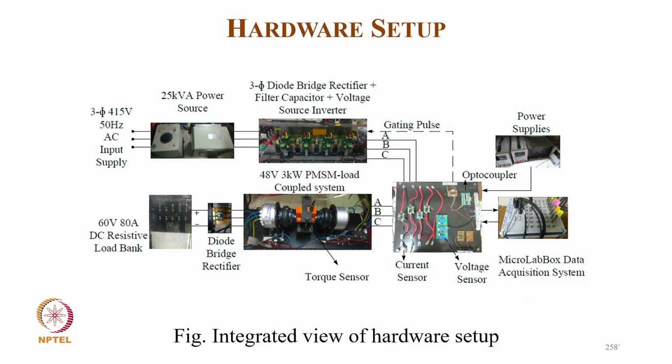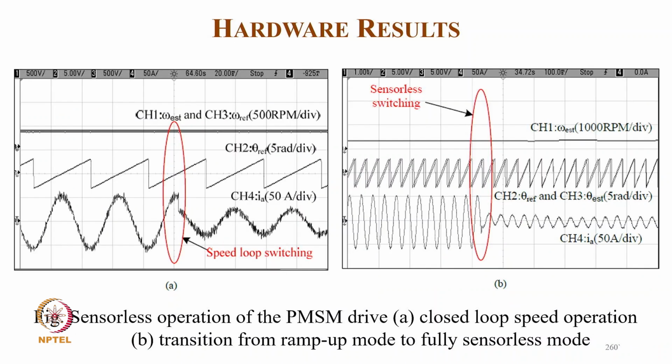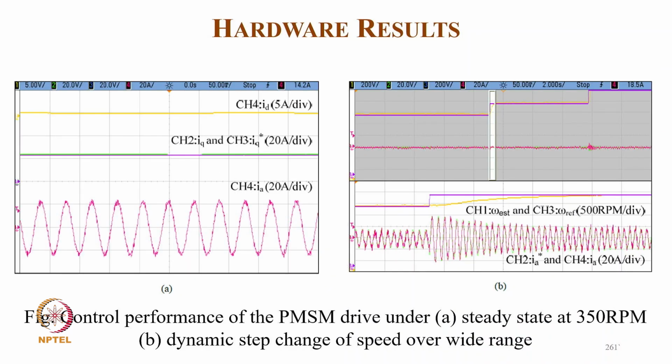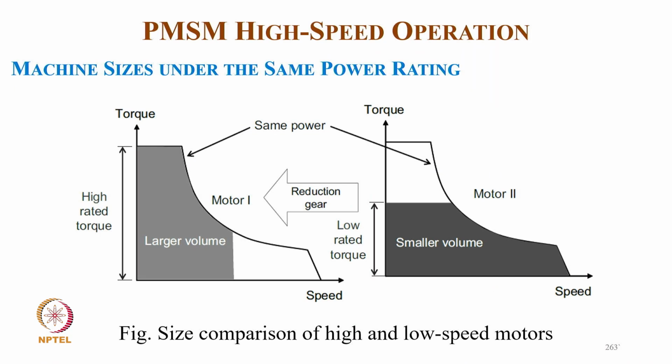This of course is the hardware setup, an indicative hardware setup. And this is the open loop ramping and PLL tracking in the initial startup region. And this is for sensorless closed loop speed operation, and then the transition from ramp mode to fully sensorless control mode. And this is the performance of the PMSM drive under steady state at 350 RPM and dynamic step change for a wide speed range. Now coming to your PMSM high speed operation.